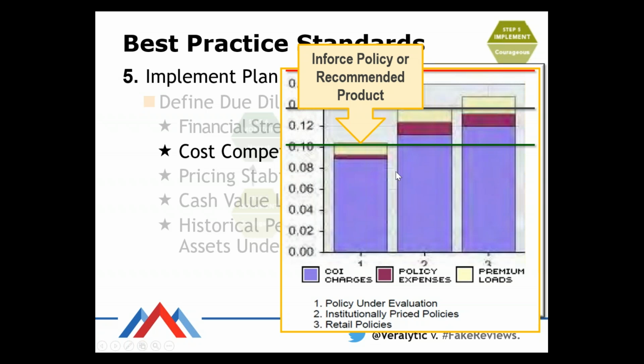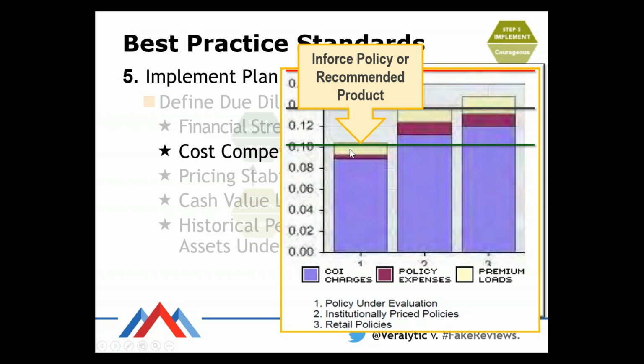If you look at the bar chart, is the arrow showing up on your end, John? Yes. Okay. So if you look at the bar chart, cost of insurance charges are shown in blue. So here, this is the present value of all cost of insurance charges over the holding period. The maroon are the policy expenses that the insurance company charges, and the yellow are the premium loads.